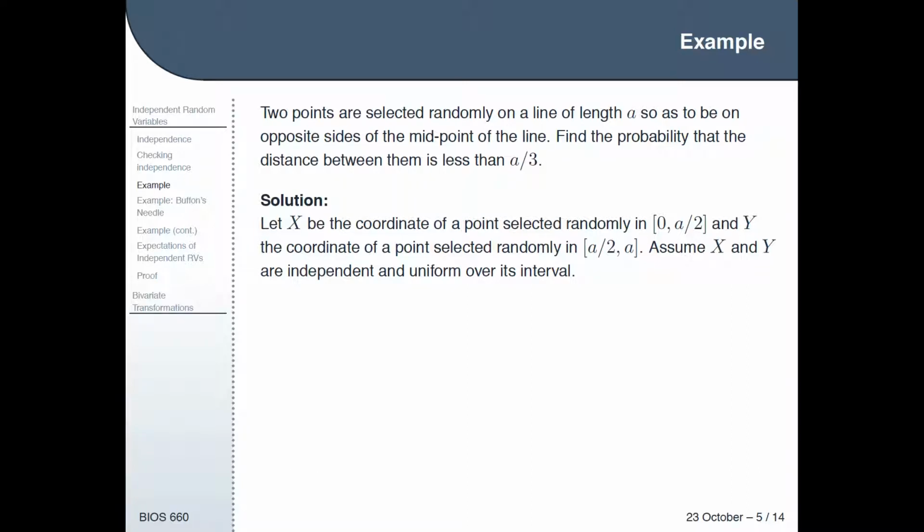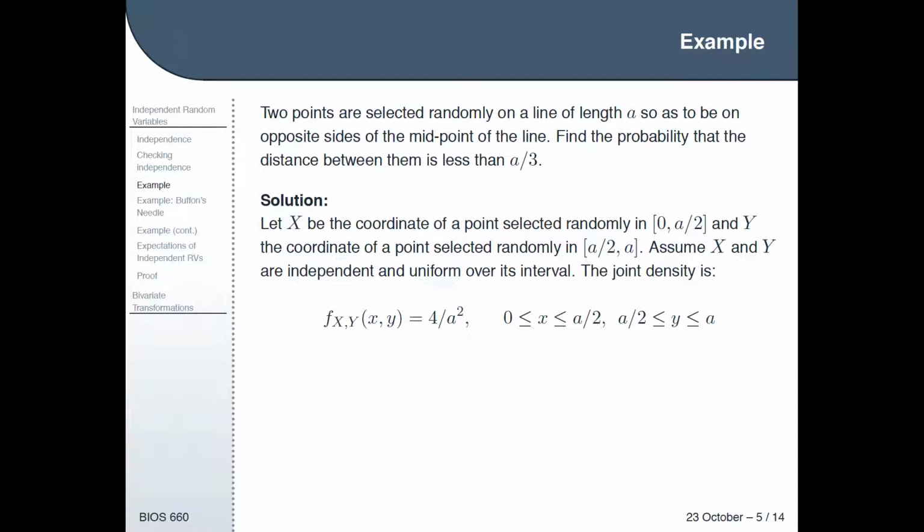They're equally likely to be any points in those intervals. So how would we find the probability that they're within A over 3 of one another? Well, since they're independent, the PDF of one of the individual variables, if you remember from a couple lectures ago, if a random variable is uniform on the interval 0 to A, has PDF of 1 over A.